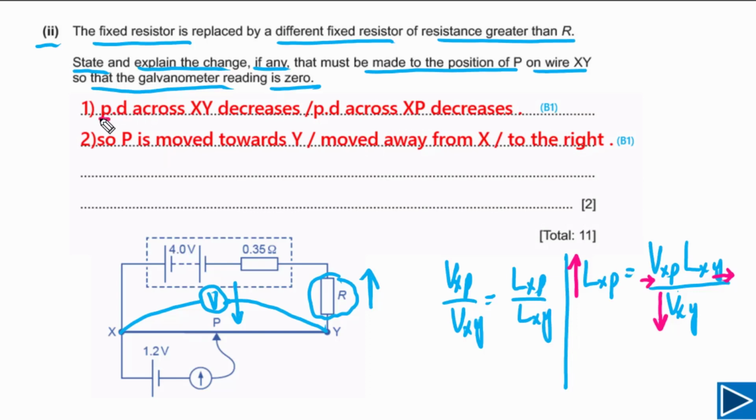So we have simply mentioned PD across XY decreases, as we have discussed here. If you have written this one, you will get 1 mark, and this is a B1 mark, means it has to be in your answer. The second mark you will get if you have written P moves towards Y, means this P you have to move to the Y, or simply you can say to the right. So you will get the second mark, and the second mark is also a B mark. It has to be in your answer.